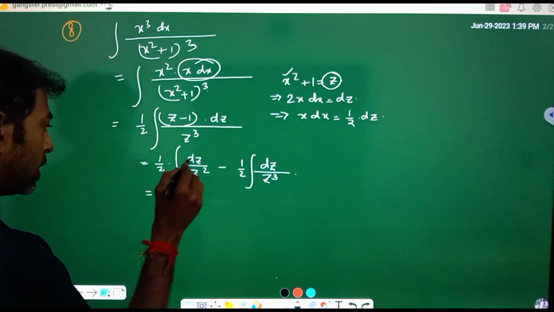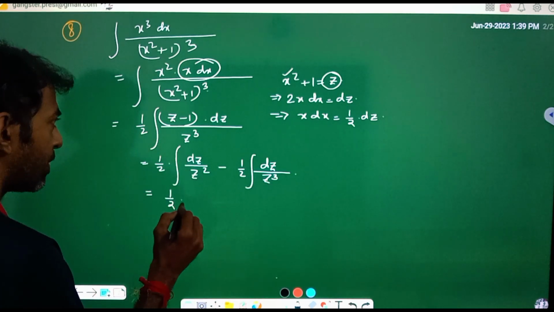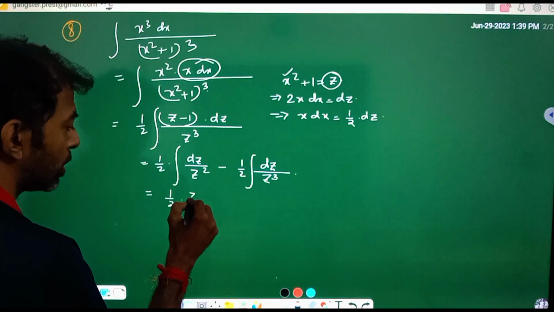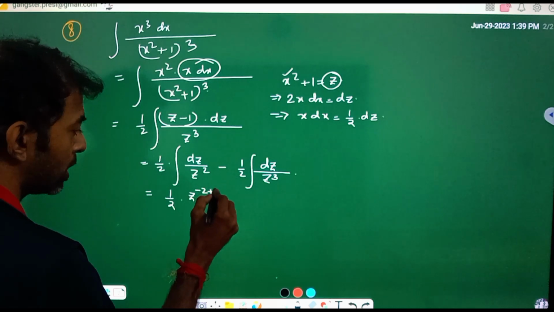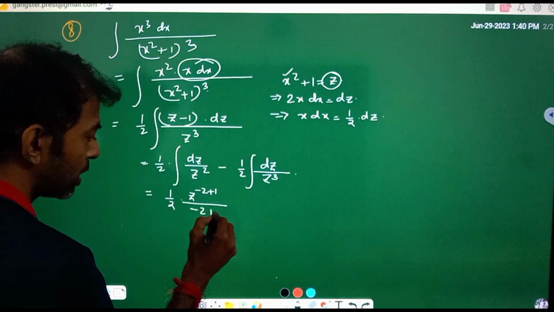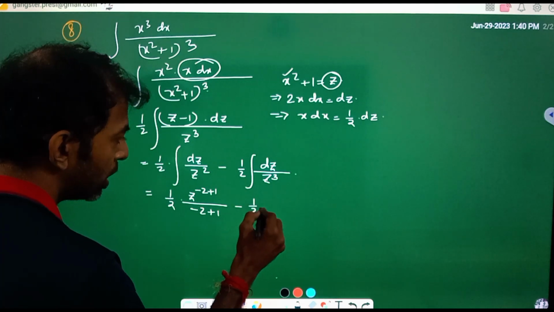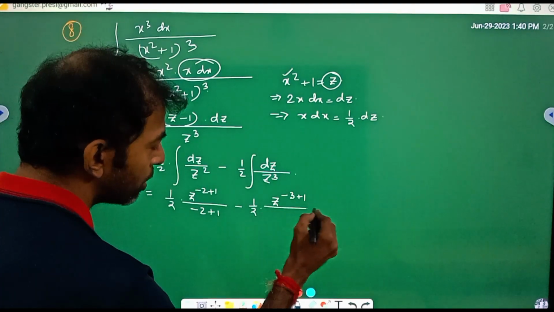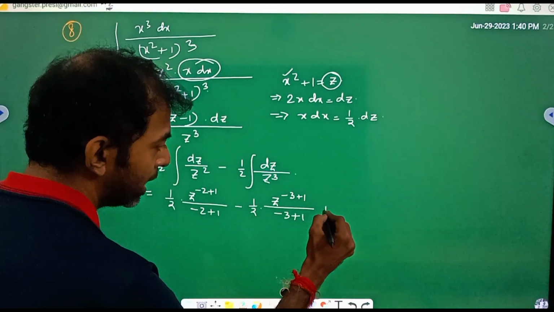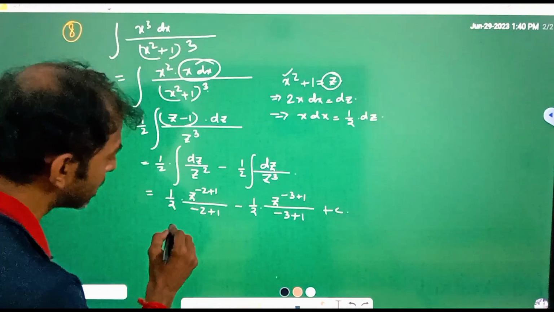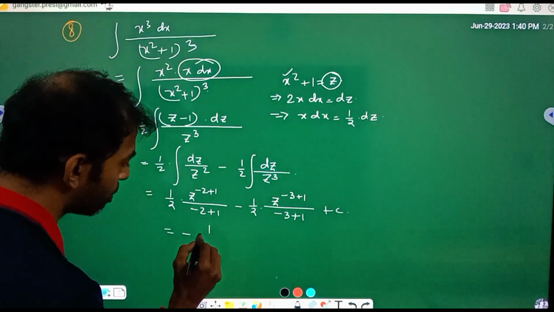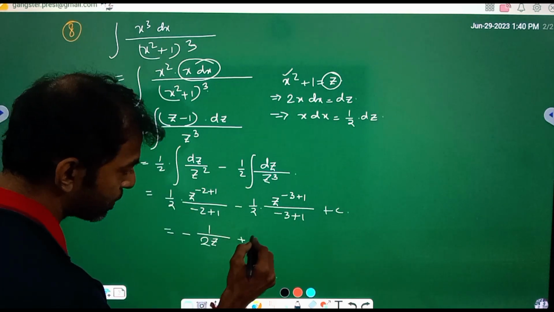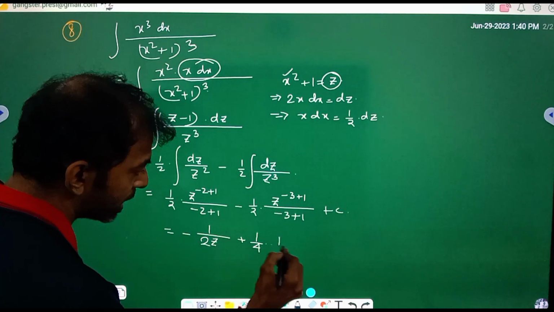Now integration of dz by z square is very easy. We all know what the result will be here. Integration of dz by z square will be z to the power minus 2 plus 1 divided by minus 2 plus 1. Minus half into 1 by z cube, that will be z to the power minus 3 plus 1 divided by minus 3 plus 1, plus c. We all know that. So in that case, the total result will be minus of 1 by 2z, plus 1 by 4, 1 by z square.